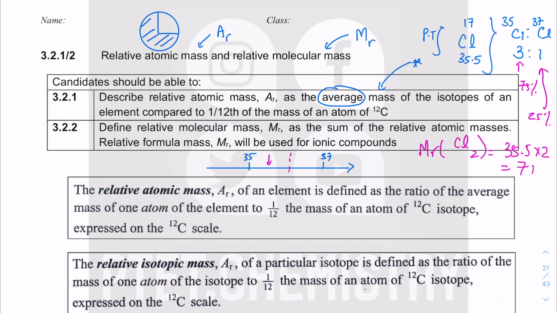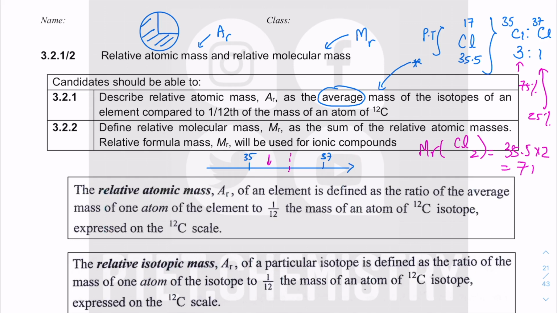And of course, for ionic compounds, which do not exist as molecules, we use this term called relative formula mass. The symbol is the same, Mr, but we don't call ionic compounds molecular because ionic compounds do not exist as a single molecule. That's from your structure and bonding, also a couple of topics ago.